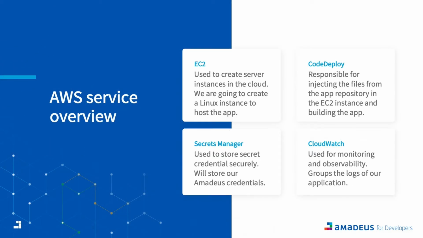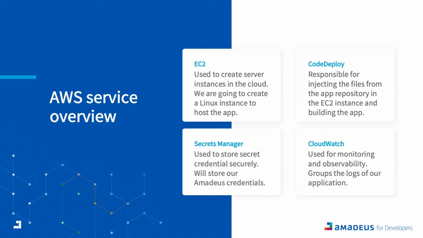Now let's review the AWS services we are going to use for this project. First, we have EC2, which is used to create server instances. These instances can be seen as virtual machines hosted in the cloud. We are going to create a Linux one to run our application. Next, we have CodeDeploy.